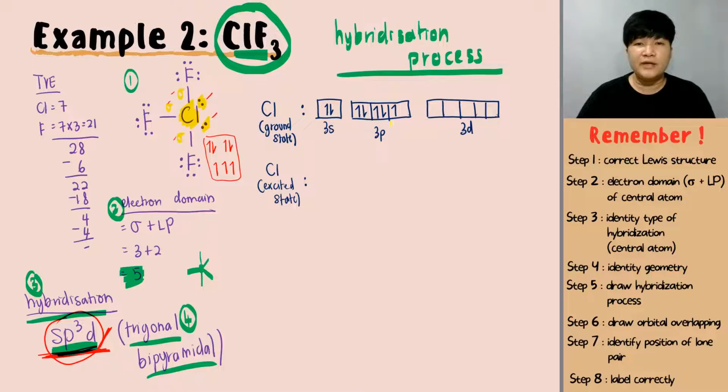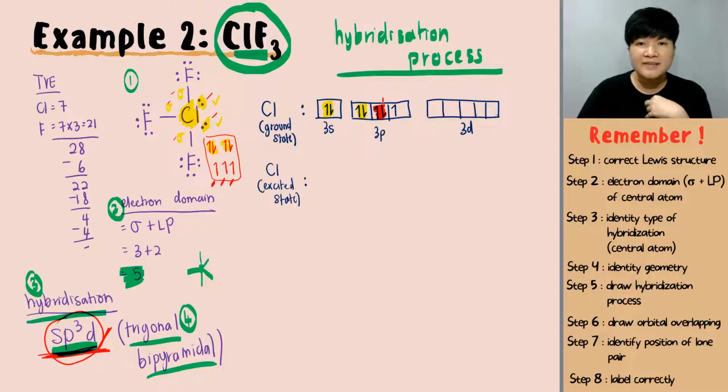Looking at your chlorine excited state over here, I need 2 paired-up electrons only. First pair, second pair. And that is the only paired electrons that I need, because I only have 2 lone pairs. So what happened to this paired-up electron? This paired-up electron, we don't want it. We want to make it become a single unpaired electron. So how do we do that?